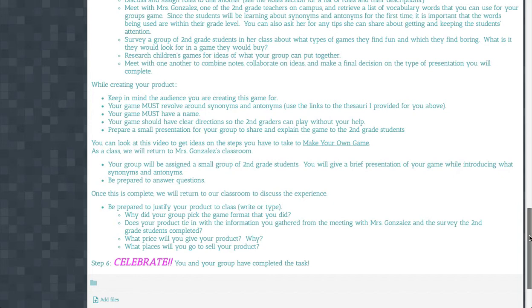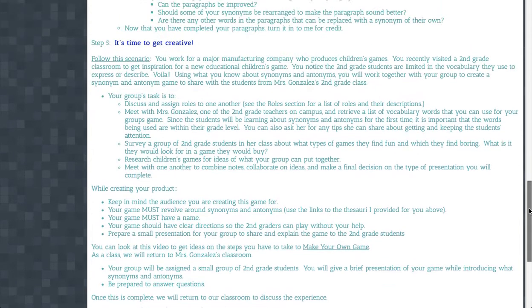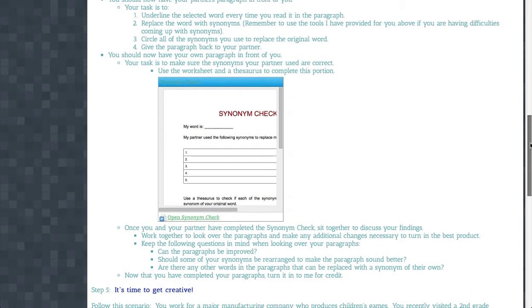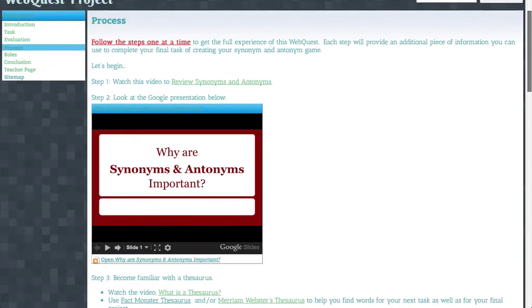And they must justify their product once we get back into our own classroom by telling me why they picked the game that they picked, what price they would give it, where they would place it to sell, and they must use the information that they gained from interviewing the teacher and from surveying the students.